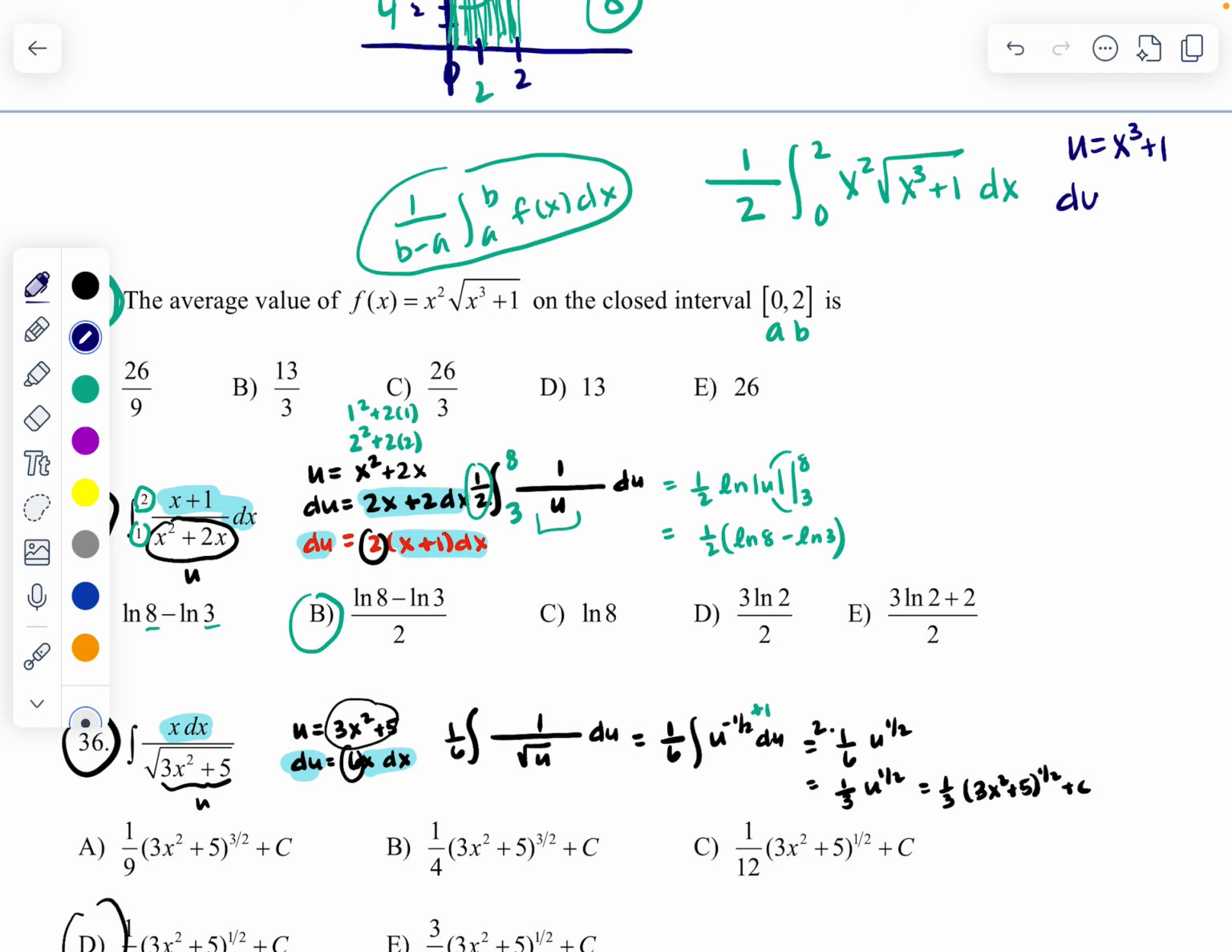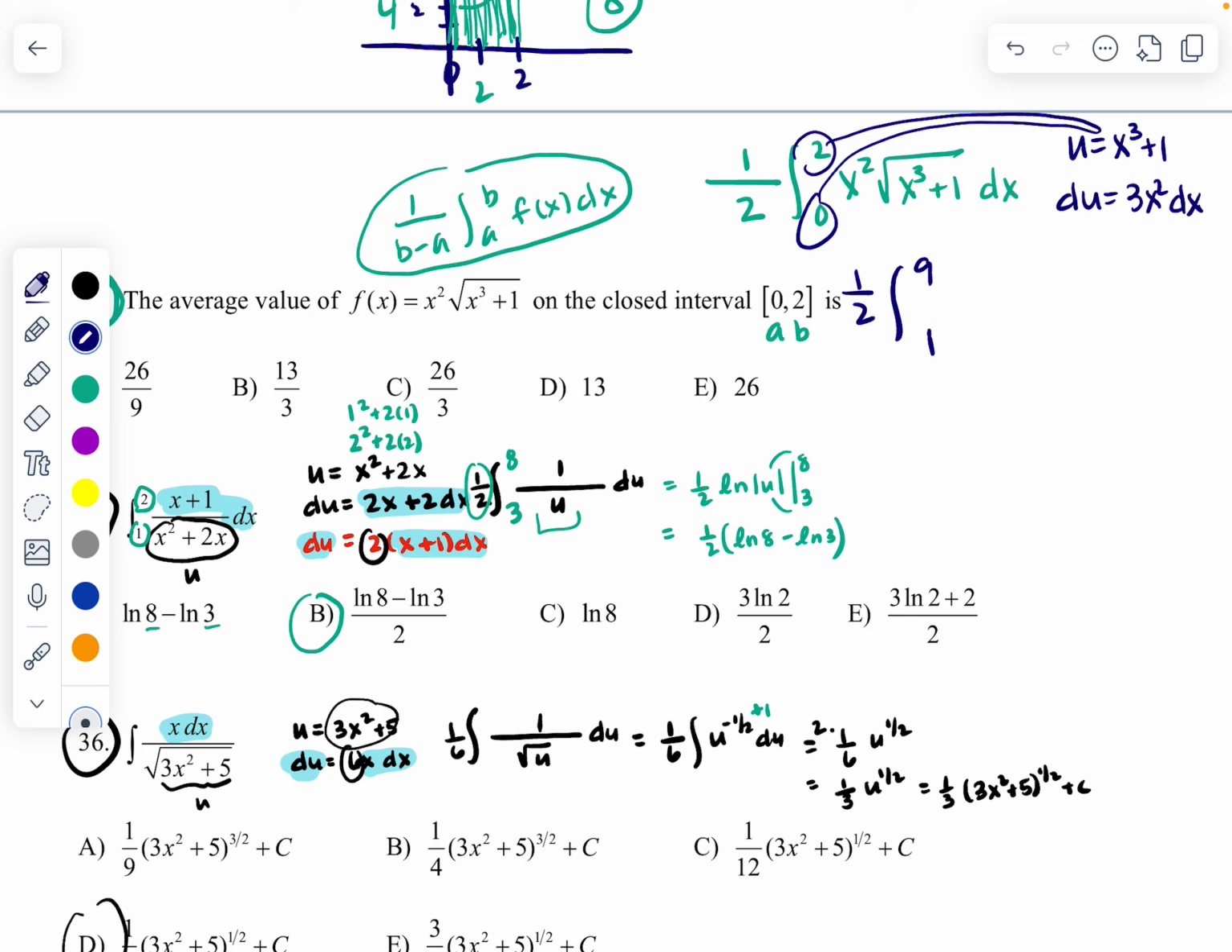That means your du is going to be 3x squared dx. So this is now going to be 1/2. Let's change our boundaries here. If I plug the 2 in, 2 cubed is 8, 8 plus 1 is 9. If I plug the 0 in, 0 cubed is 0, 0 plus 1 is 1.